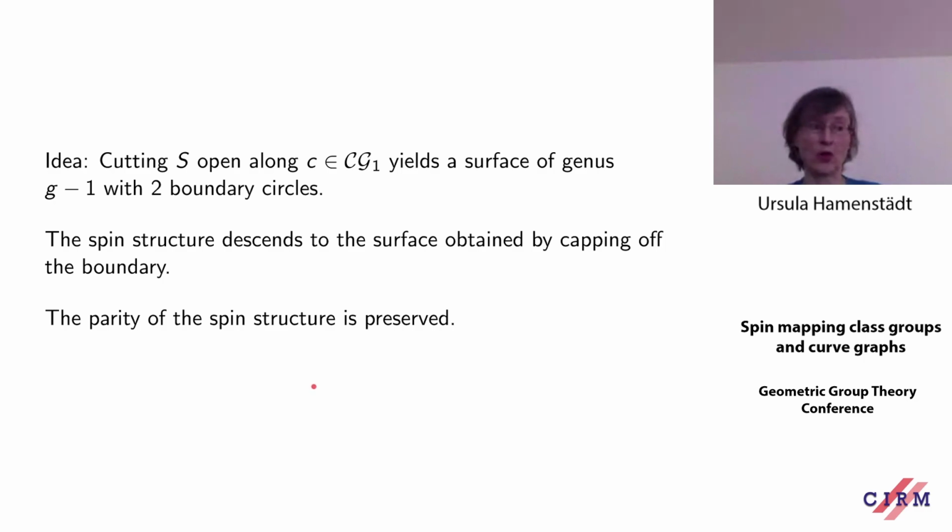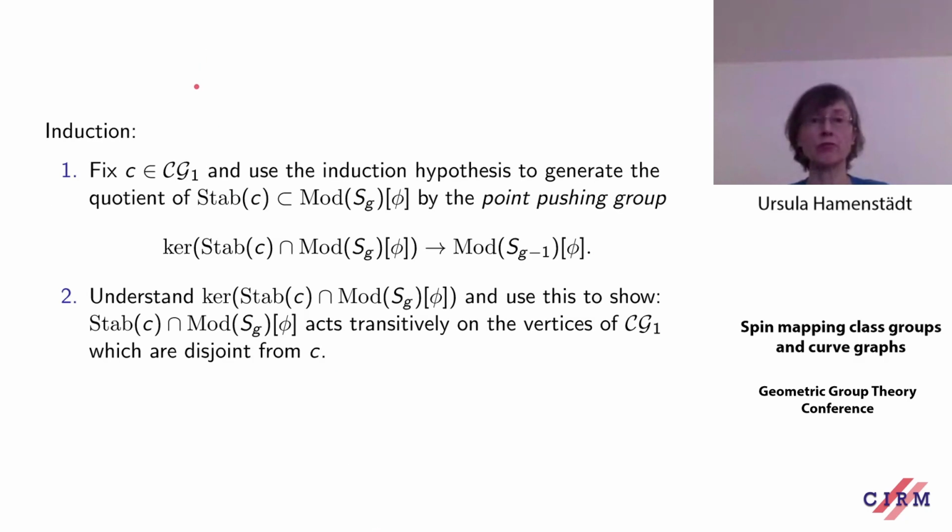And this is also the way classical proofs go if you want to look at generators of the mapping class group of the surface. Then we try to proceed by induction. So that's our starting point. Now, the induction procedure is as follows. We fix such a curve C in this graph CG1.